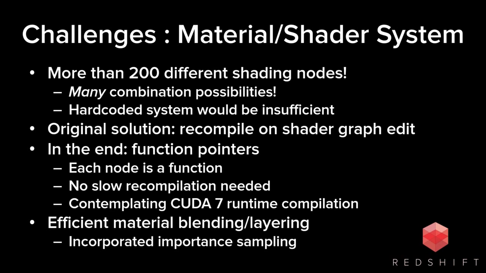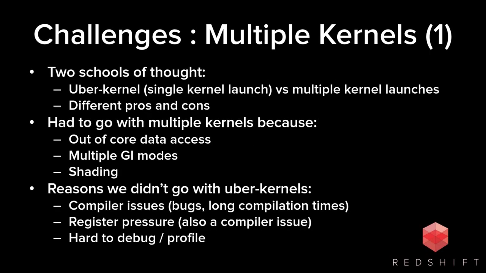The other challenge had to do with material blending and layering. As we will describe in a moment, Redshift allows a shading intersection to create many different rays, basically like a job queue. And because we do material layering and blending, we wanted our importance sampling to work seamlessly with that. And because that creates some complications, we decided to move the importance sampling technology into the shading system. So that actually provides some very nice performance benefits.